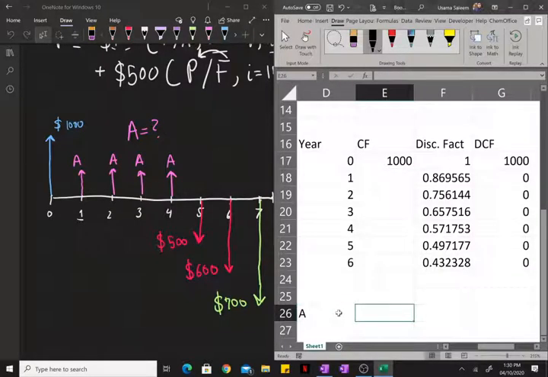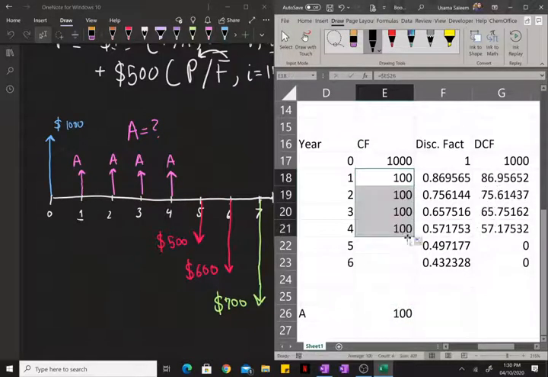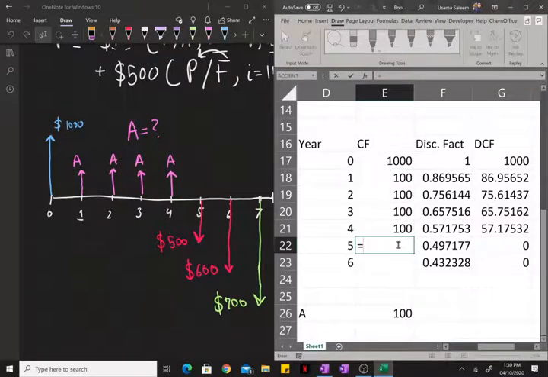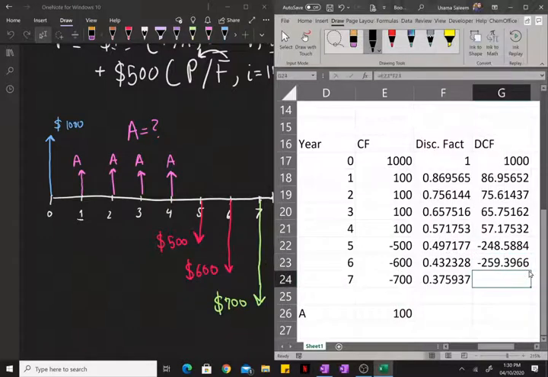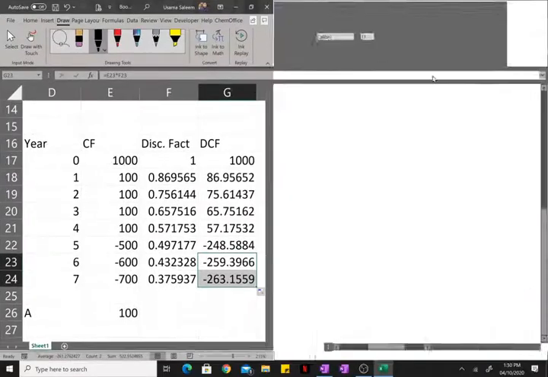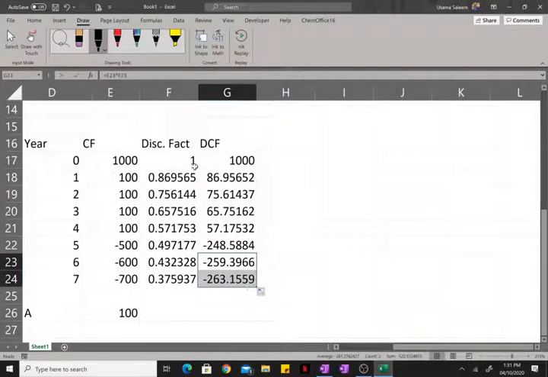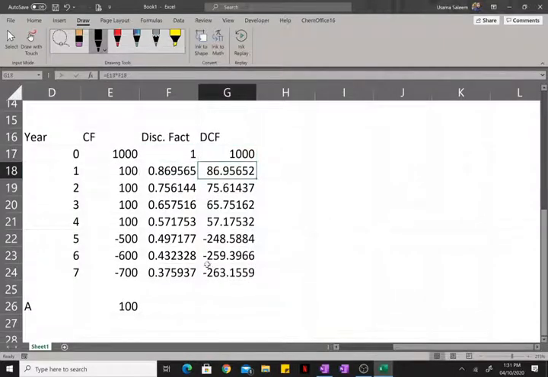Let's give it an initial guess of 100 equals A, and I'll make it an absolute reference since this is going to go from year 1 to year 4. So at year 5, the cash flow is negative 500, negative 600, and at year 7, negative 700. That's correct. Just making sure all the formulas are correctly implemented. I have my cash flows, and I have my discount factors, my discounted cash flows.